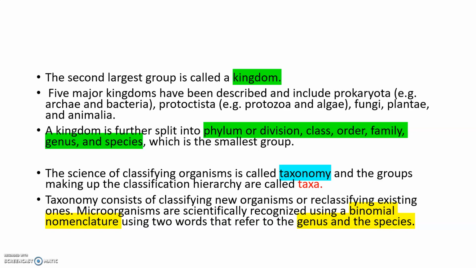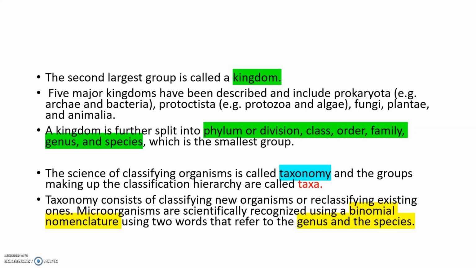The science of classifying organisms is termed taxonomy. Taxonomy is the science of classifying organisms, and the groups making up this classification hierarchy are called taxa. I will show the taxonomy and taxa in later slides. Taxonomy consists of classifying new organisms or reclassifying existing ones.